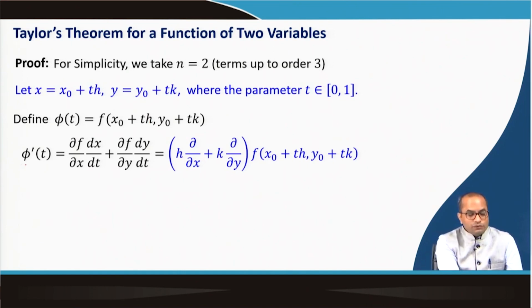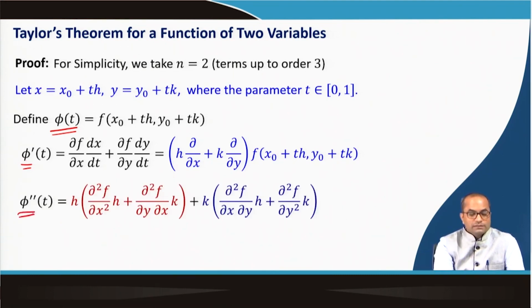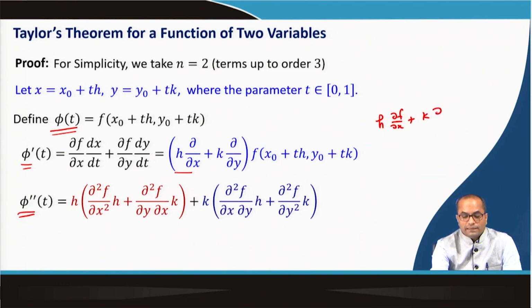Well, if we continue further, because at the end we will apply Taylor's theorem for a single variable. So we will apply Taylor's result on this function phi of t, and t is just the single variable there. So there we need these derivatives: we need phi prime t and phi double prime t. To get the next order derivative, we have h times del f over del x, and k times del f over del y, and then we go for the higher derivative.